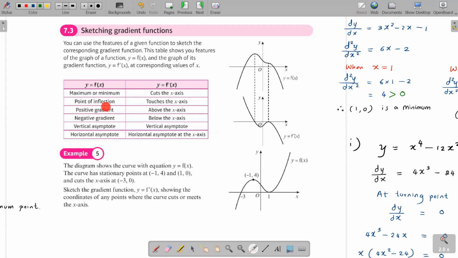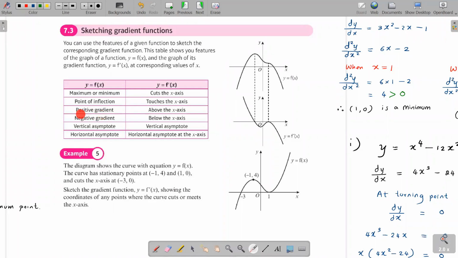Okay, and then at a point of inflection, what happens? At a point of inflection also the gradient is 0. However, on either side of the point you have the same sign of gradient, either positive or negative, isn't it? So for a point of inflection, you touch the x-axis. Can you see? You touch the x-axis.